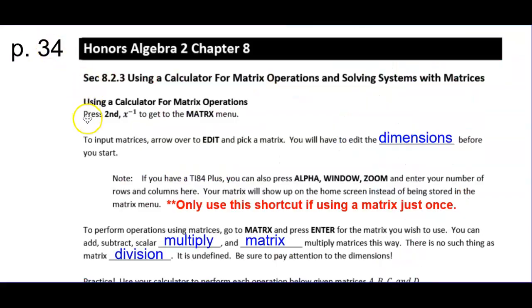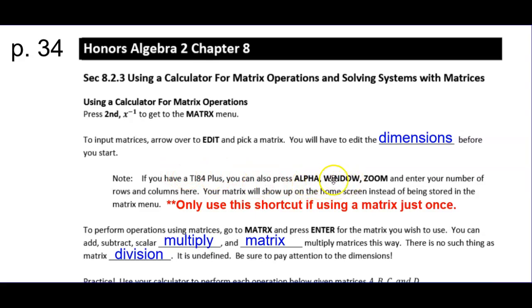All right, page 34, let's get into how we use the calculator for matrix operations. So we will input a matrix into the calculator, and then we'll tell the calculator what to do with it. It's essentially what's going to happen. So we have to edit the matrix to get the proper dimensions in first.